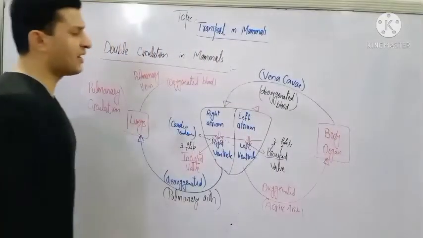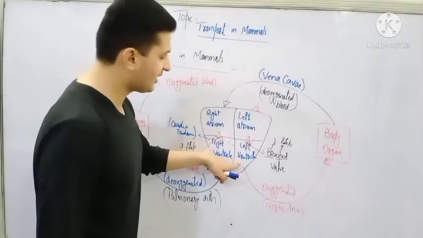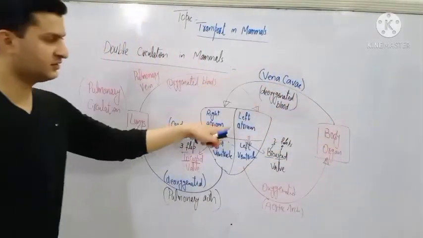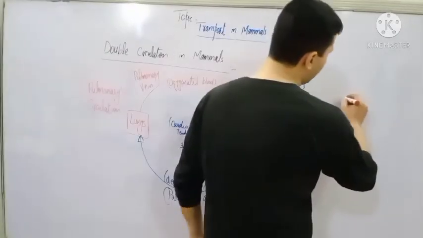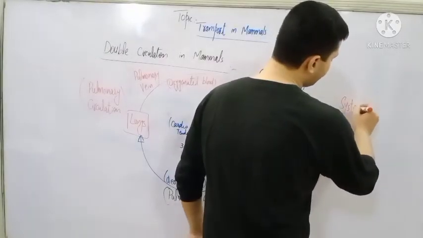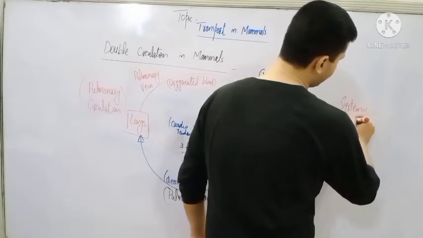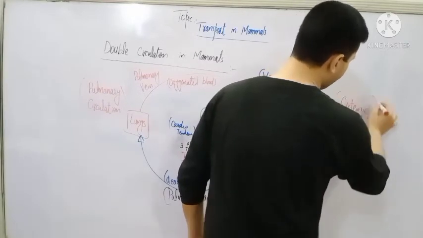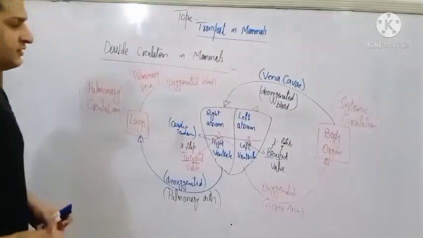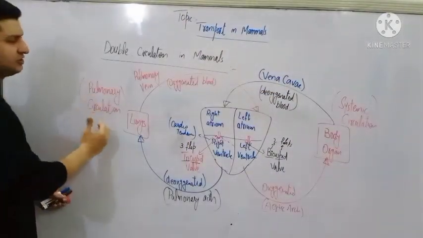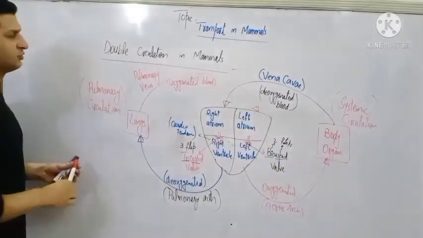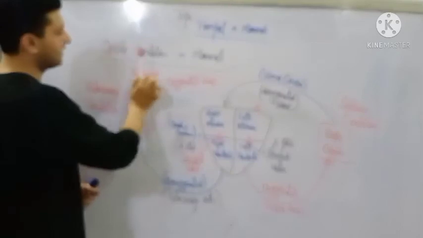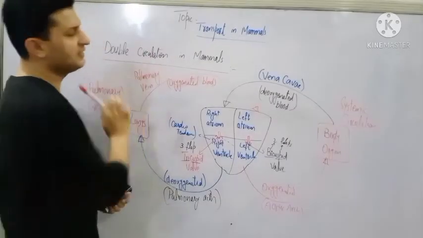And the second part, in which the blood moves from the heart to the body organs and from the body organs back to the heart, is known as systemic circulation. Because mammals have these two circulations, this circulation is known as double circulation.